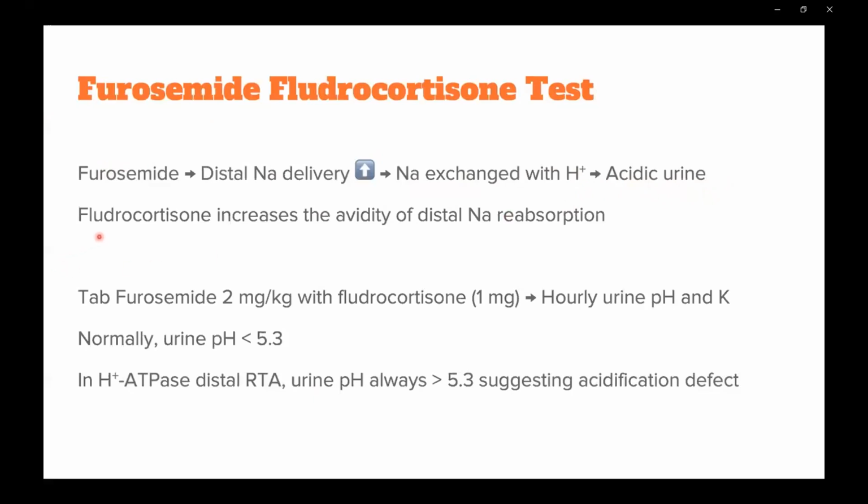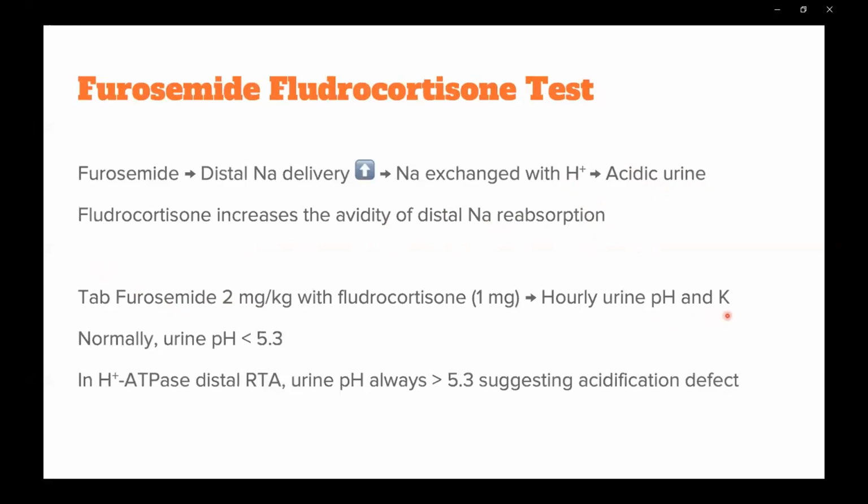Okay. Now, fludrocortisone, what it does is, because the distal H plus, as we saw, this acidification, throwing of H plus and K plus is aldosterone mediated, we just want to not get the effect of low aldosterone interfere with our test. So we just give them fludrocortisone and keep them well hydrated. Now this fludrocortisone will increase the avidity of distal sodium reabsorption, so that whatever sodium is now not reabsorbed at the TAL level is avidly reabsorbed at the distal level. Whenever sodium gets avidly reabsorbed, as a consequence, it's just going to throw out H plus and K plus, which is what we are really trying to measure here. Okay. So the test involves administering 2 milligram per kg of furosemide with 1 milligram fludrocortisone, and then you look at the urine pH every hour and look at the potassium.